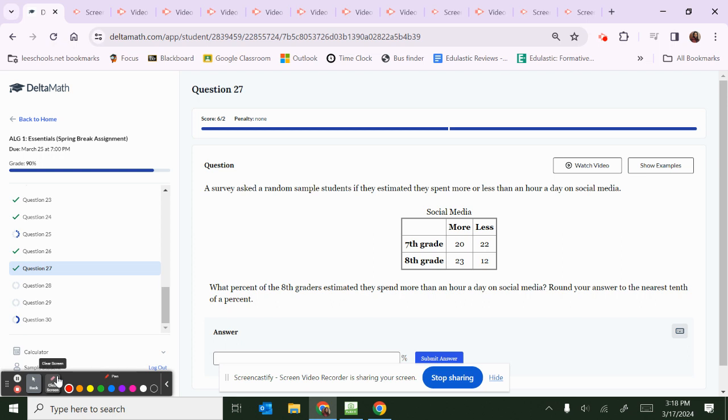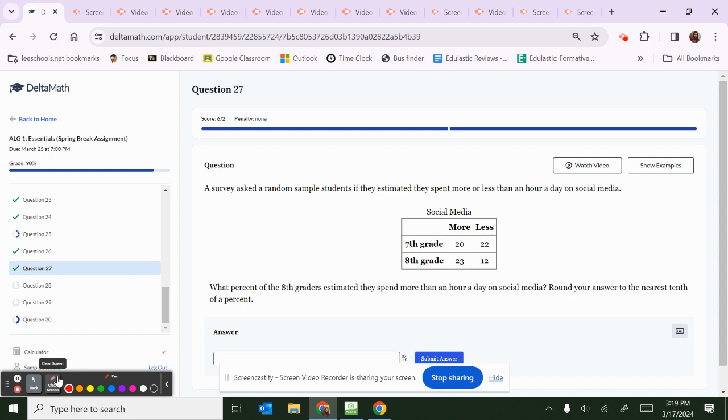All right, guys. So question number 27. Utilize your calculators a lot, because you're doing two-way tables. The question says a survey asks a random sample of students if they estimated they spent more or less than an hour a day on social media. So we were given this two-way table.